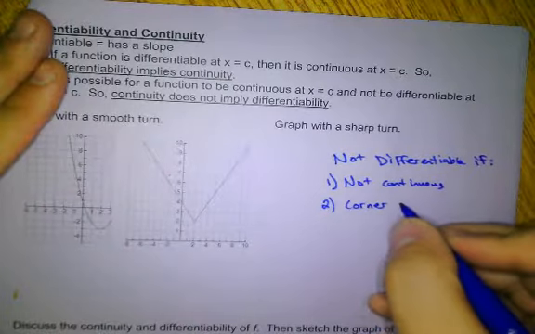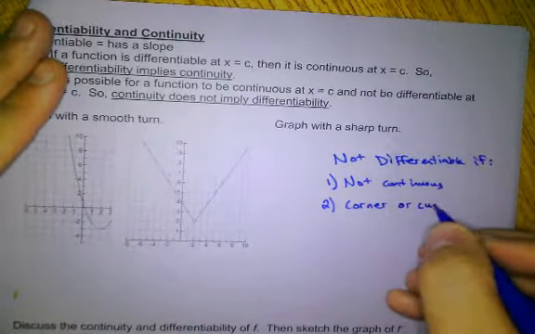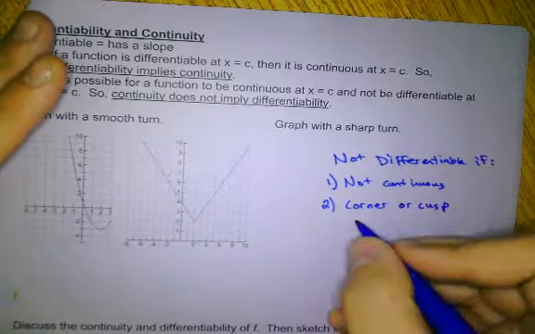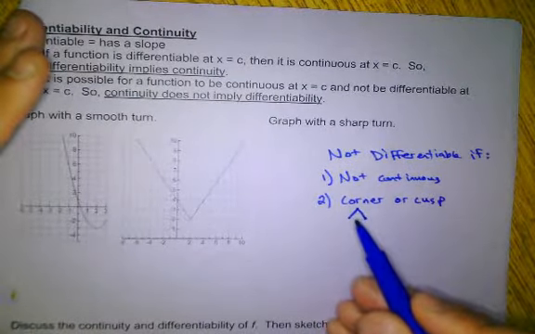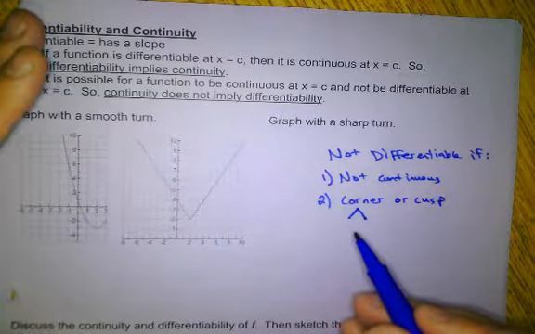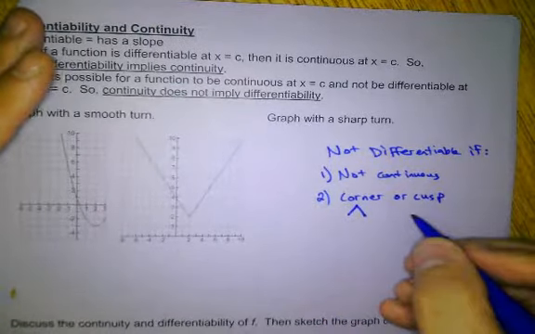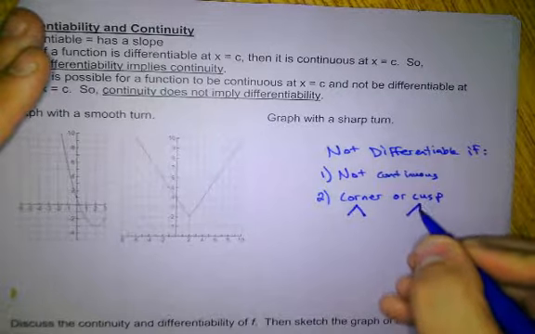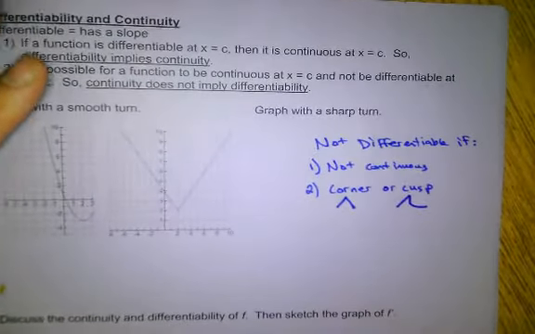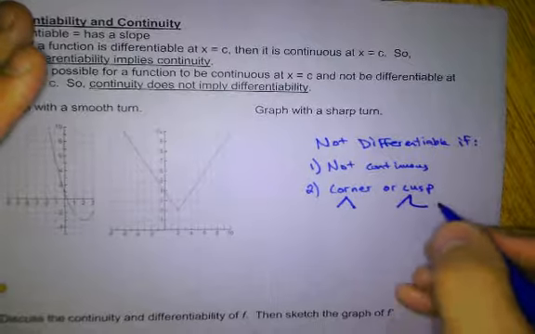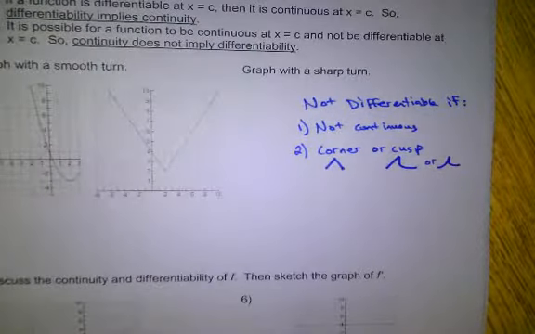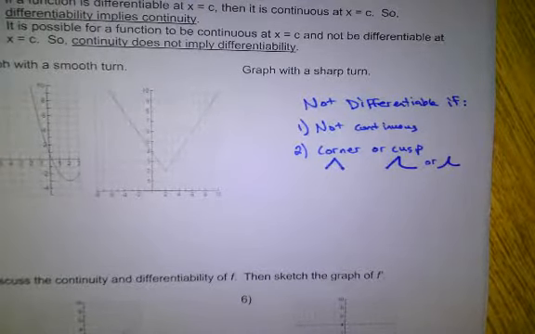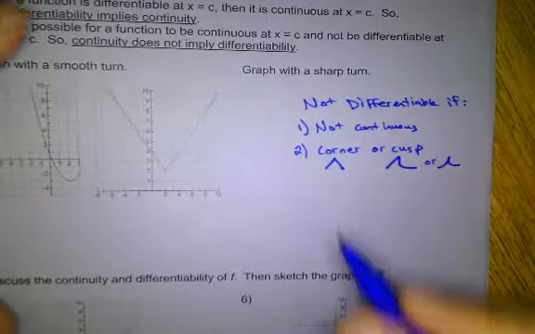Second one is corner or cusp. A corner, by the way, like that's a corner. You can't draw a tangent line to that because there's an infinite amount of tangent lines. Or a cusp, you want to know the difference, is like when one's a straight line, the other one's like a curve. Or it could be like 2 curves. So that's a cusp. Again, you cannot find the tangent at that corner or at that cusp.